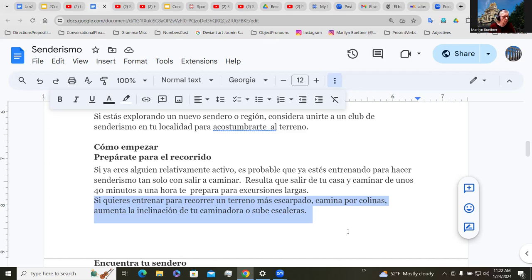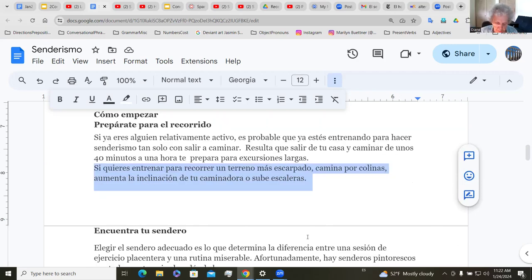Walk in the hills. Increase the, ¿cómo se dice? What do you call that? ¿Cómo se dice en inglés? Inclinación. Incline. Yeah, se dice incline. Okay. Increase the incline on your walking treadmill. Esto es treadmill. Caminadora. That -dora thing tells you something that does the job of. Caminadora is treadmill. Or go upstairs. Sube escalera. ¿Sí? Bien.